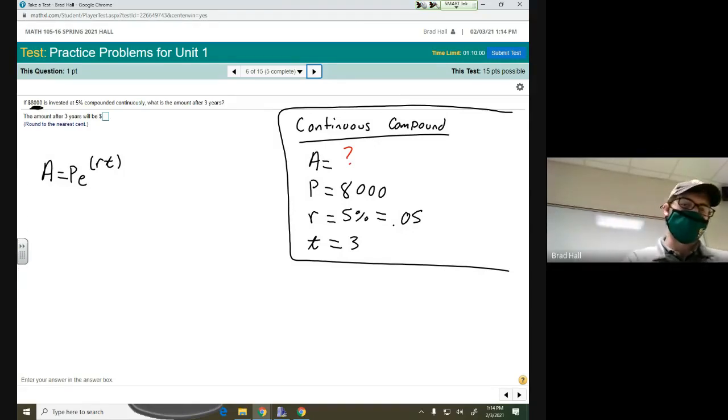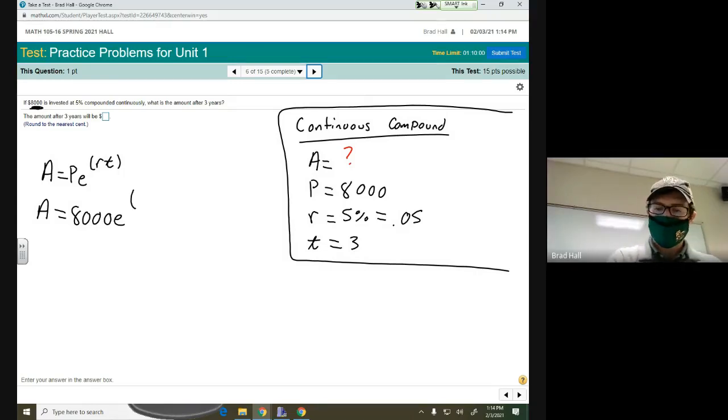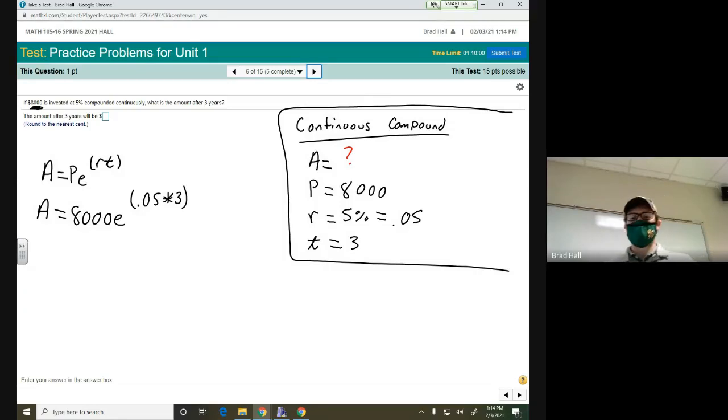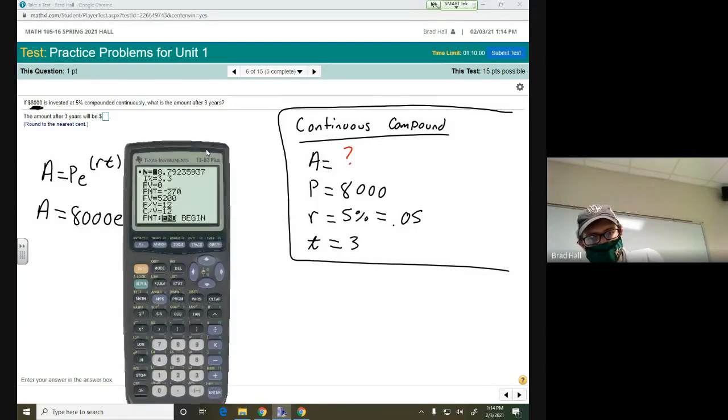So let's plug in everything we know. A is unknown. P is known. E is just E. We don't plug in anything for E. R is 0.05 times 3. And good news here, no algebra. The unknown is on the left side all by itself, which means there's no algebra. We can just solve directly.